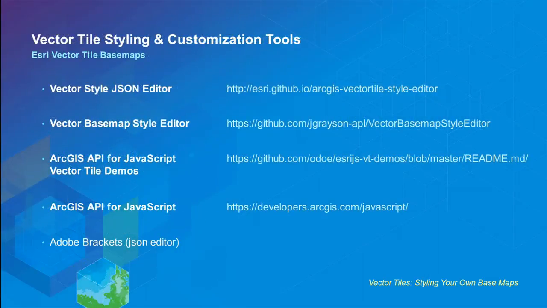This is the one that has all the GitHub repos for the JSON editor, the basemap style editor, the John Grayson app. You can see his name Grayson in the URL. The vector tile demos that Renee talked about, his repo is listed in there. Also, the ArcGIS API for JavaScript, we have the code there. If you're doing actual JSON editing outside of some of these customized style editors, our recommendation would be Adobe Brackets, a freeware application for the JSON editing.